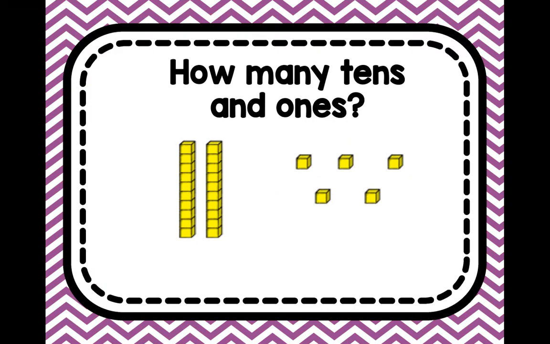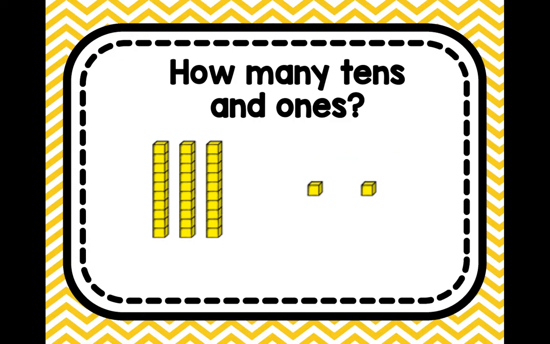How many tens and ones? All right, let's look at the tens. How many do we have over here? 2. How many ones do we have over here? 5. When we put them together, it makes 25. Good.